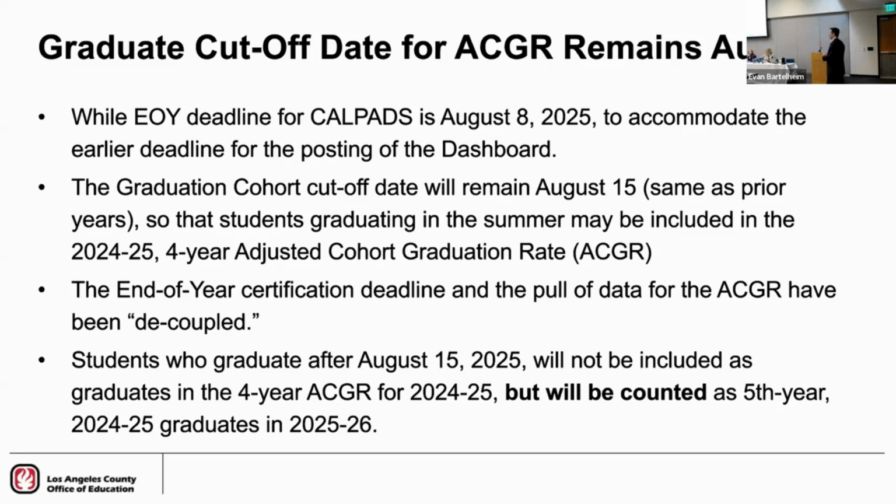It's not like you lose it. We have multiple levels of reporting. DataQuest reports the 4-year only, but then they also have a 4 and 5 year. Dashboard is 4 and 5 year. But the big piece is August 15th still stands.